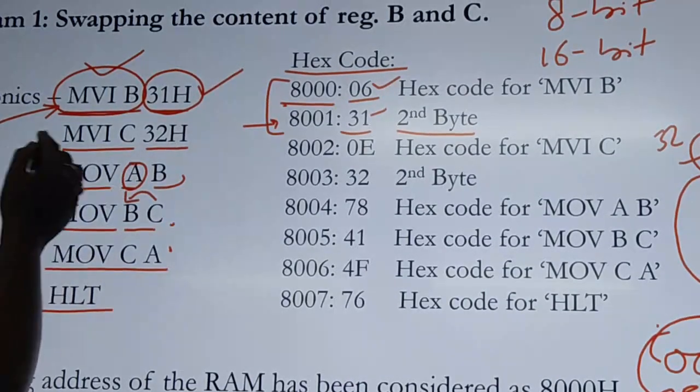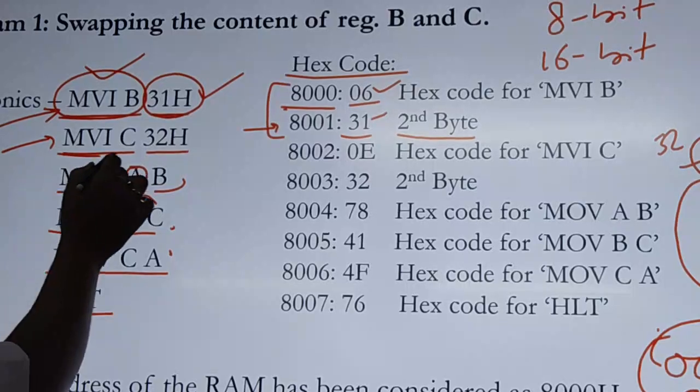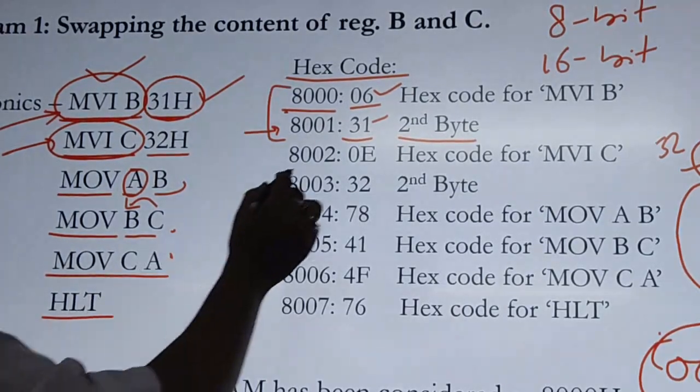Similarly, MVI C also. MVI C has a particular hex code, 0E.